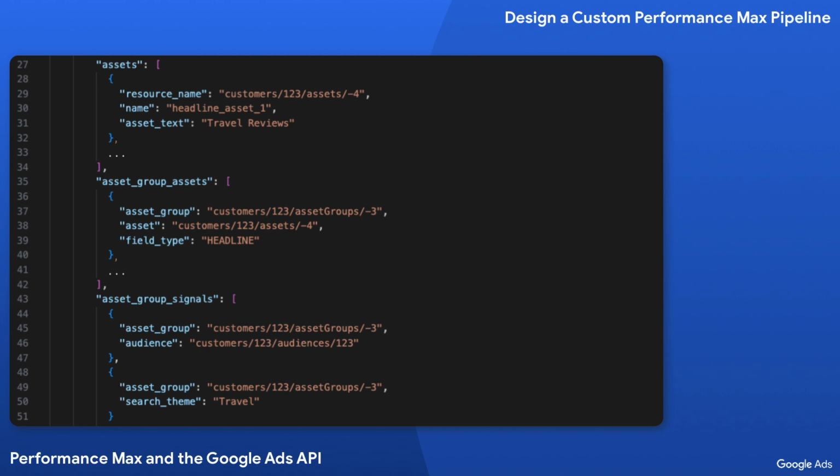As a reminder, you can't reference a resource before it's created. And in the context of a bulk mutate request, that means the referenced resource must come prior to the referencing resource in the operations list. In addition, you must list all of your asset group asset operations for a given asset group consecutively, as Mattia pointed out in his best practices session.